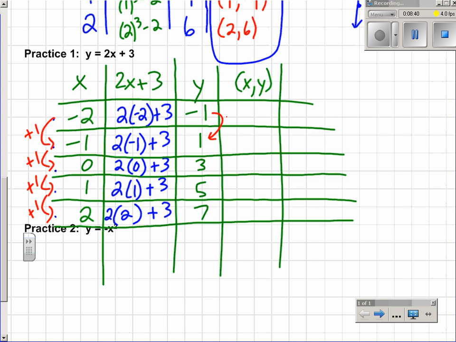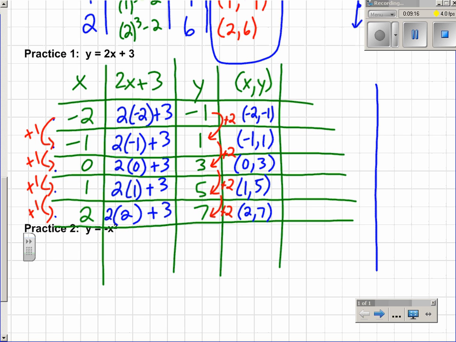The y's, this one went up 2. This one went up 2. This one went up 2. And that one went up 2. So because the x's and the y's respectively went up the same amount each, we know that this will form a solid line. So let's go ahead and finish filling this in. So our x and y values are negative 2, negative 1. This would be negative 1, 1. This would be 0, 3, 1, 5, and then 2, 7.